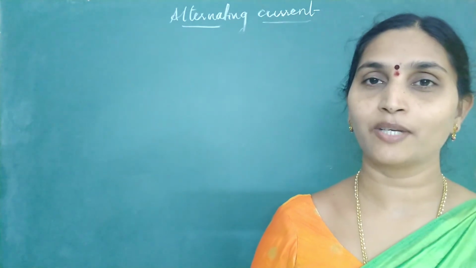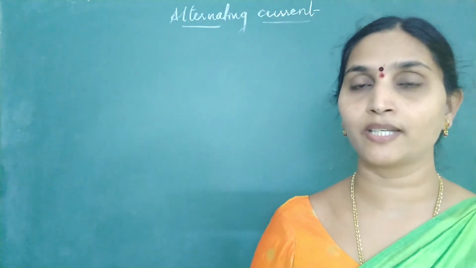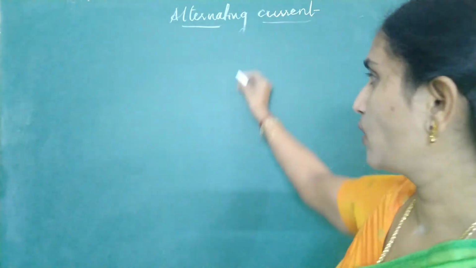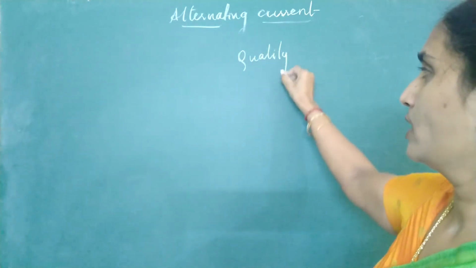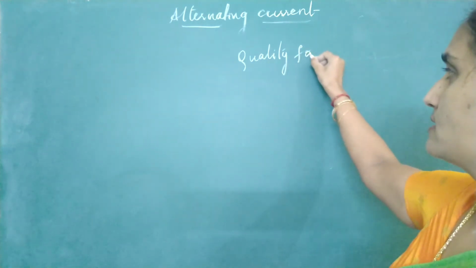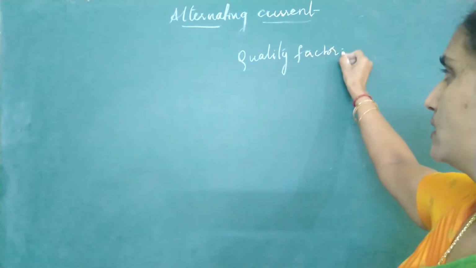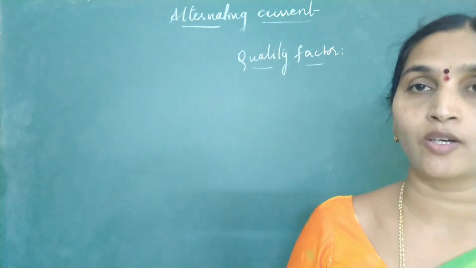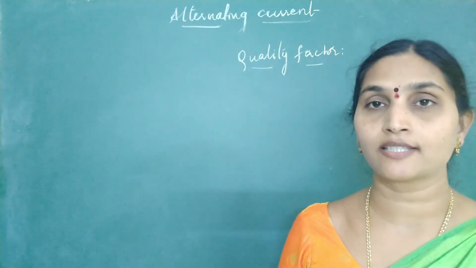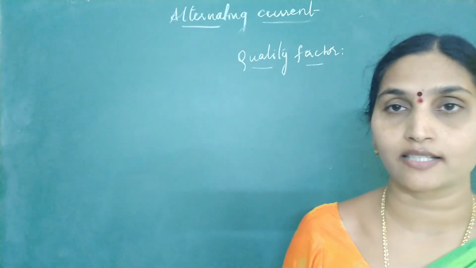Welcome back, children. Coming to today's class on alternating currents, we'll be discussing a term called quality factor, the quality factor for a series LCR circuit. Before we understand the definition of quality factor, hope you remember that in the last class we discussed the resonance condition for an LCR circuit.